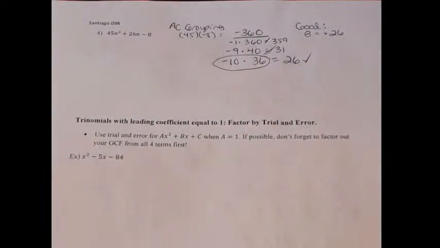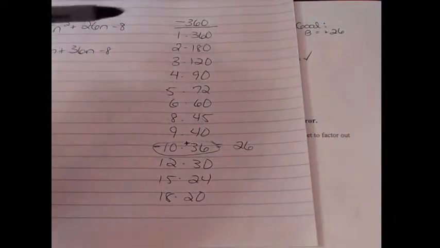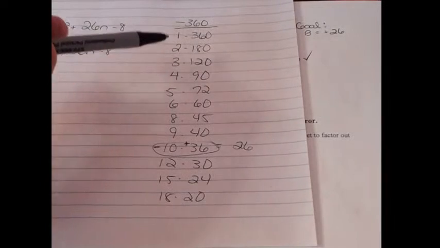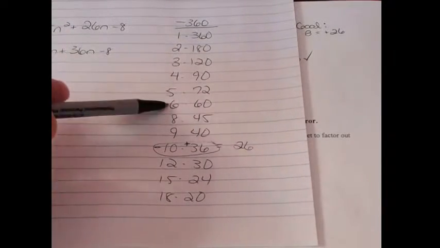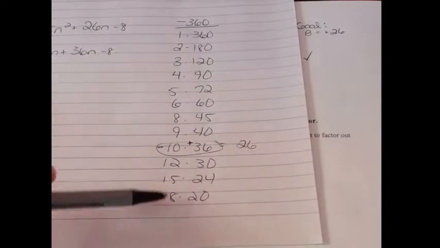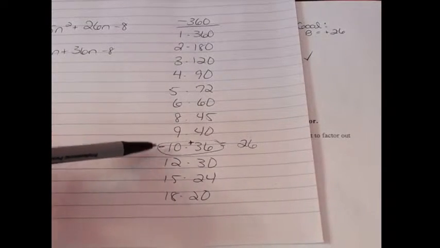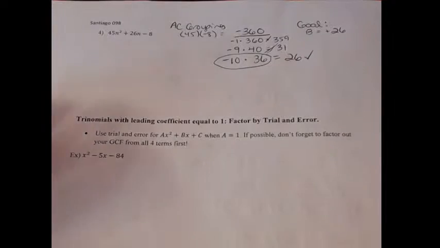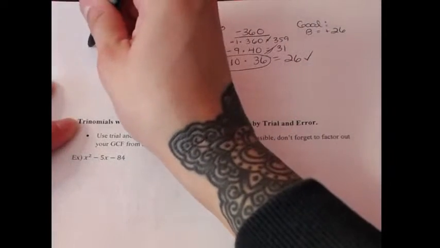So again, it's up to you to write all of the factored pairs. I did that here. See, we have 1 times 360, 2 times 180, 3 times 120, and so on and so forth. I wrote them all out, and we recognize that the negative 10 and the positive 36, that was the pair that would give us a positive 26. Having said that, let's rewrite.